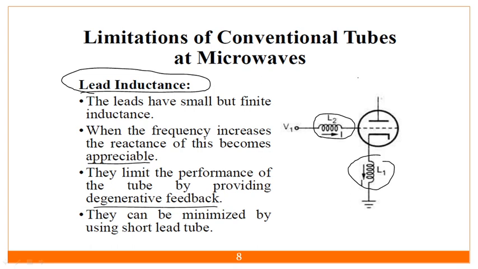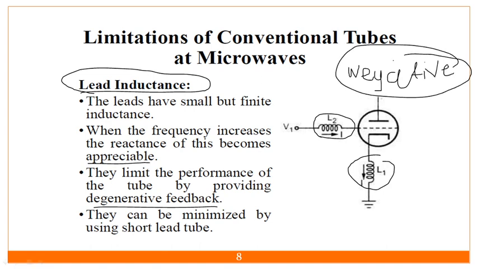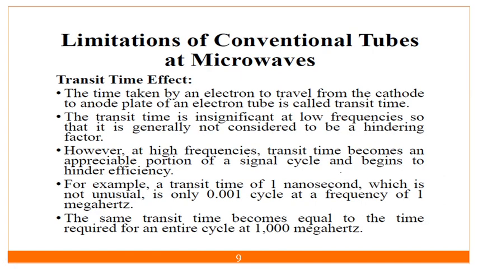So it will form a negative feedback, and as we know, negative feedback is used to limit my output. It should not go beyond our limit, so we use negative feedback to limit our output, and so we get a limited output. These effects can be minimized by using short leads, short lead tubes.